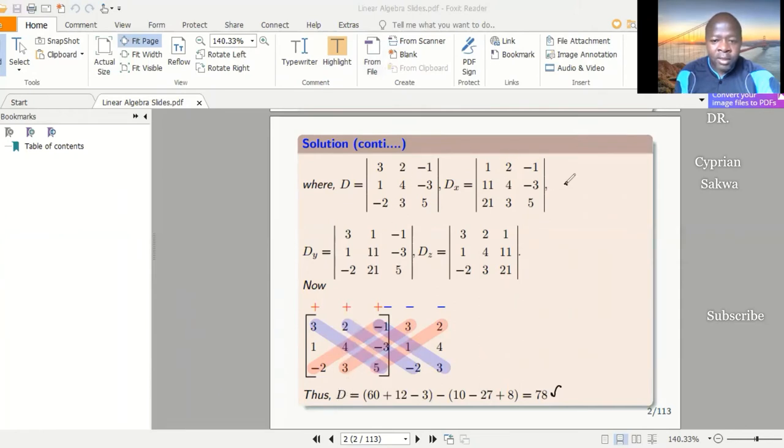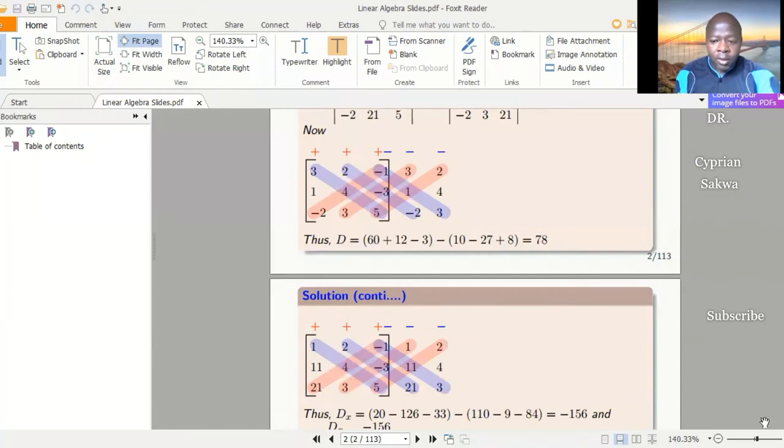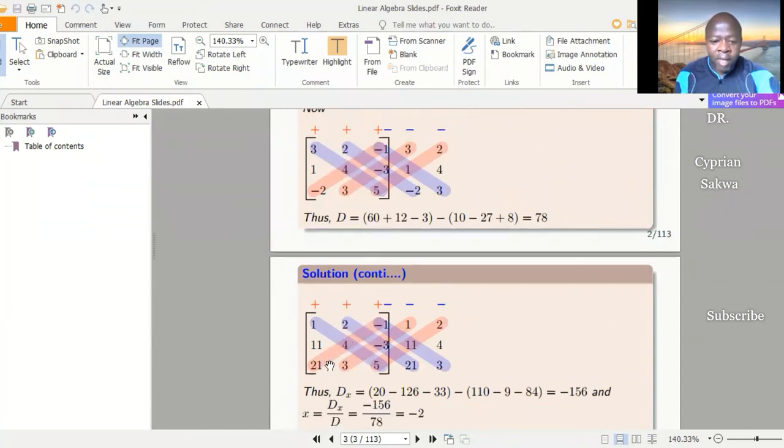So I do the same for DX to find the determinant with respect to x. I've done that on the next page here. What you see here is the matrix of dx. I take the first two columns and add them here, multiply along the blue diagonals and add the results. 1 times 4 times 5 is 20. 2 times negative 3 times 21 is negative 126, and then negative 1 times 11 times 3 is negative 33. I add those results, then I come to the diagonals in red, multiply, add the results. When I subtract these two, I get negative 156.